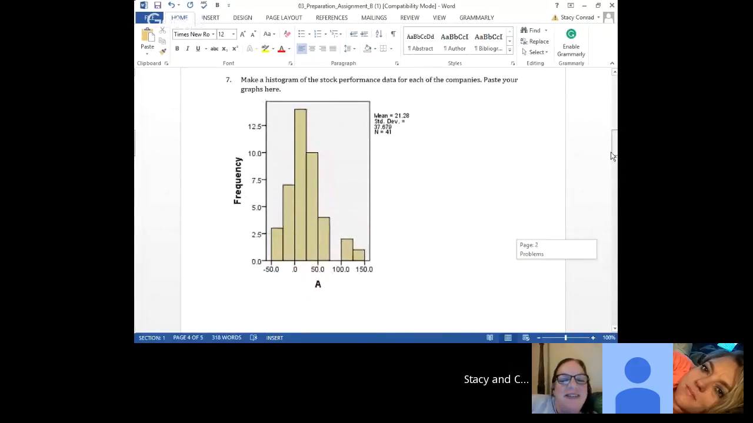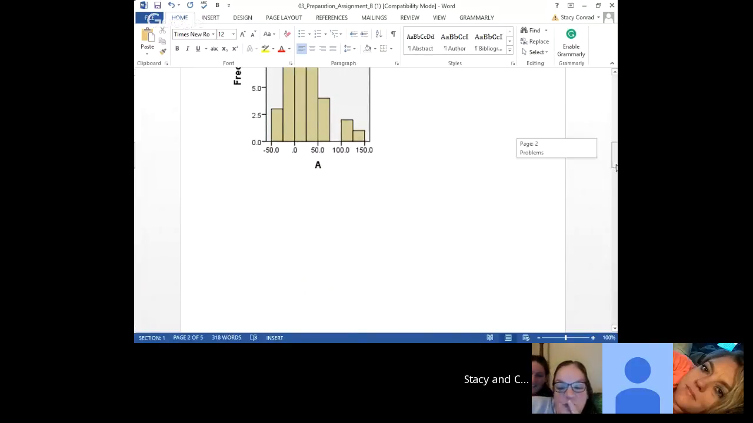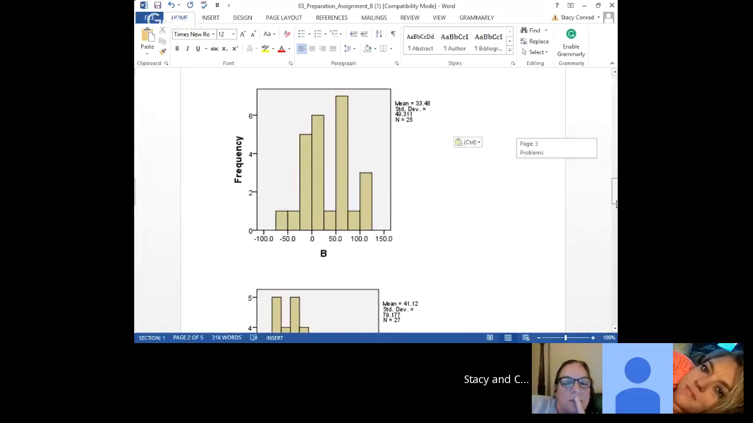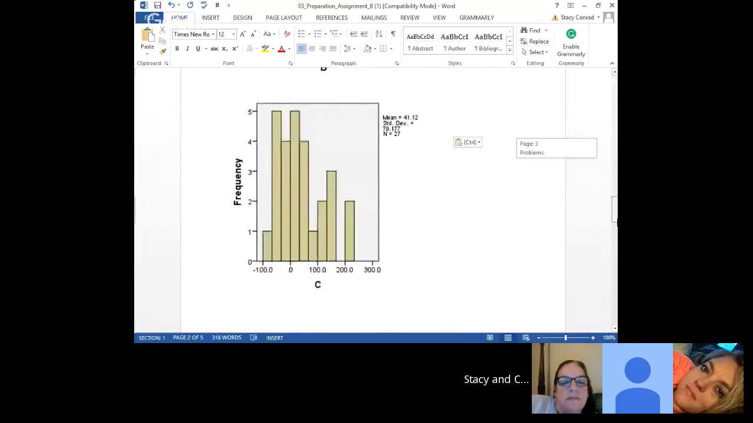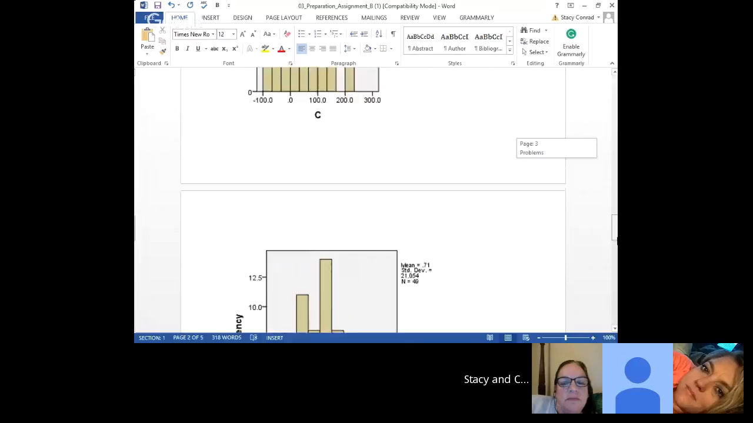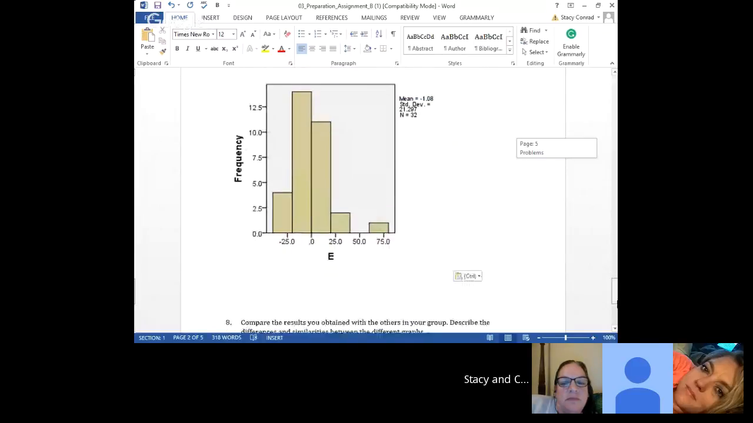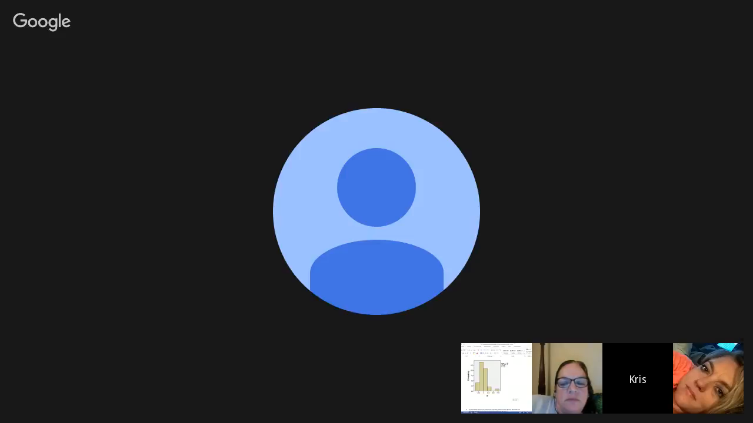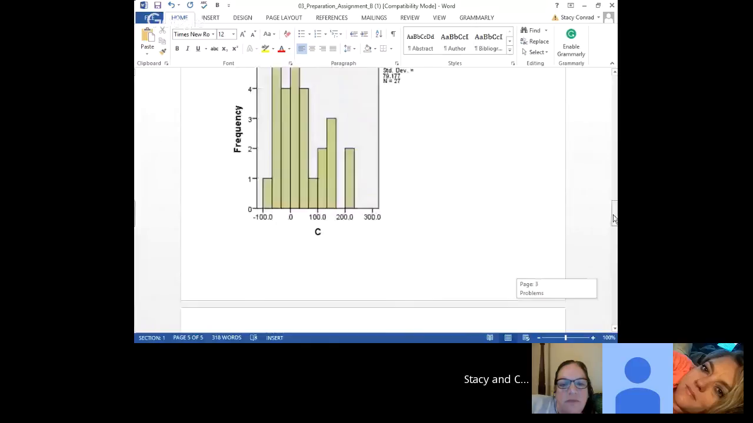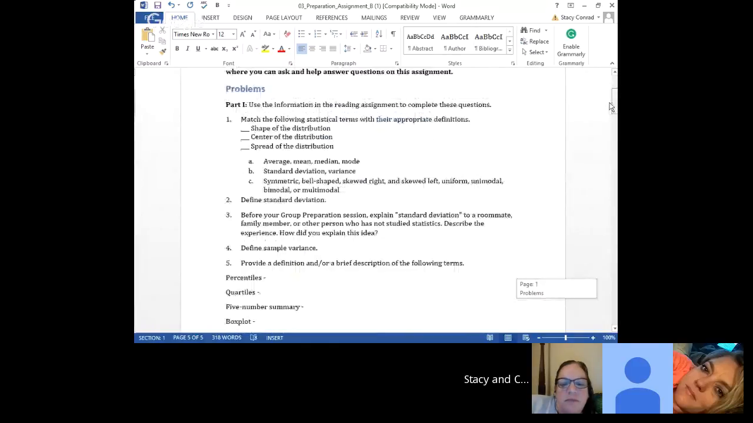So these are the graphs that I pulled off of all those stock performances. There was graph A, graph B, graph C, graph D, and graph E. Did you guys have similar things? Or do you guys want to show us yours, Chris and Marty?